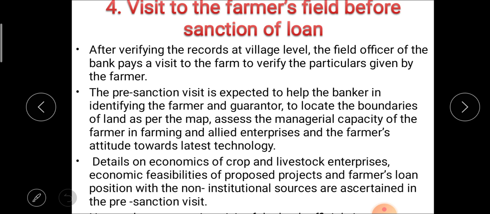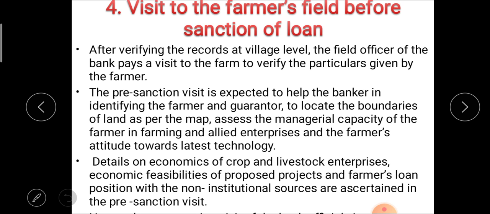After that, the fourth stage is visit to the farmer's field before the sanction of loan. Before the sanction of any loan, the field officer of the bank visits the farm to verify the particulars given by that particular farmer. The pre-sanction visit is expected to help the banker to identify the farmer and guarantor, locate the boundaries of land as per the map, and also assess the managerial capacity of the farmer borrower.